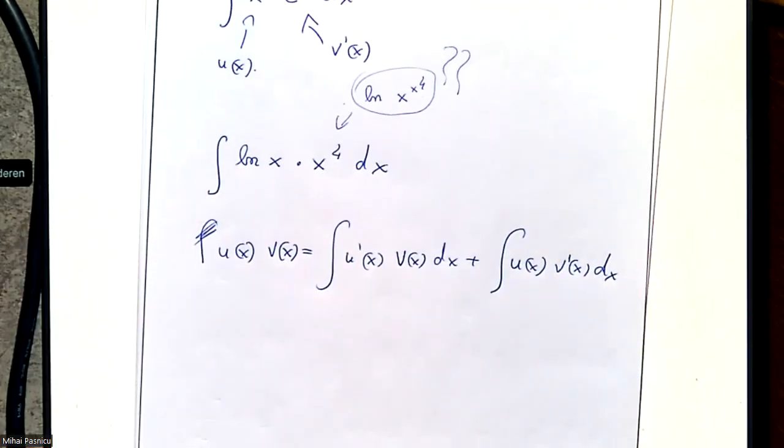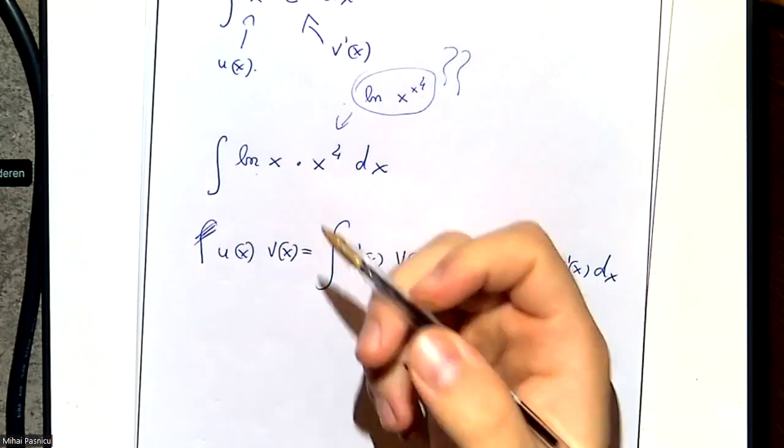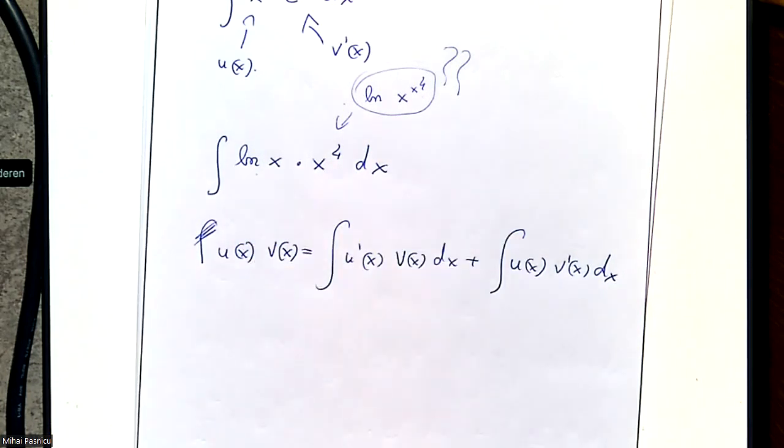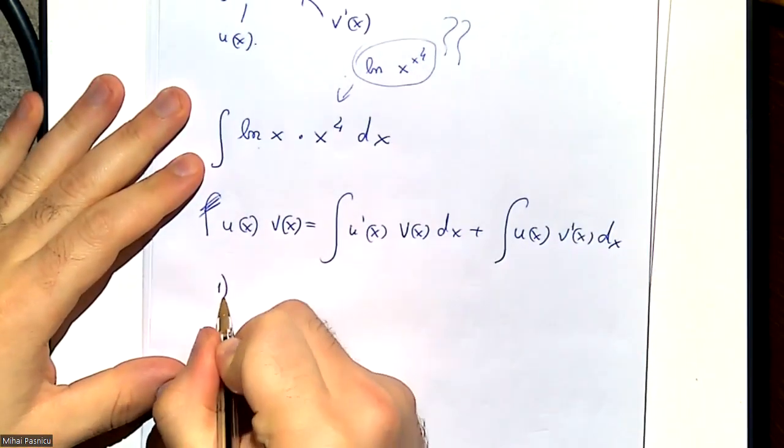All right, so now I have to choose, okay? I have to choose what is my u of x, what is my v of x, et cetera. The choice I'm going to make this time is I am not going to want to compute the integral of log of x, because I don't even have any idea what it is. So let's look into it.